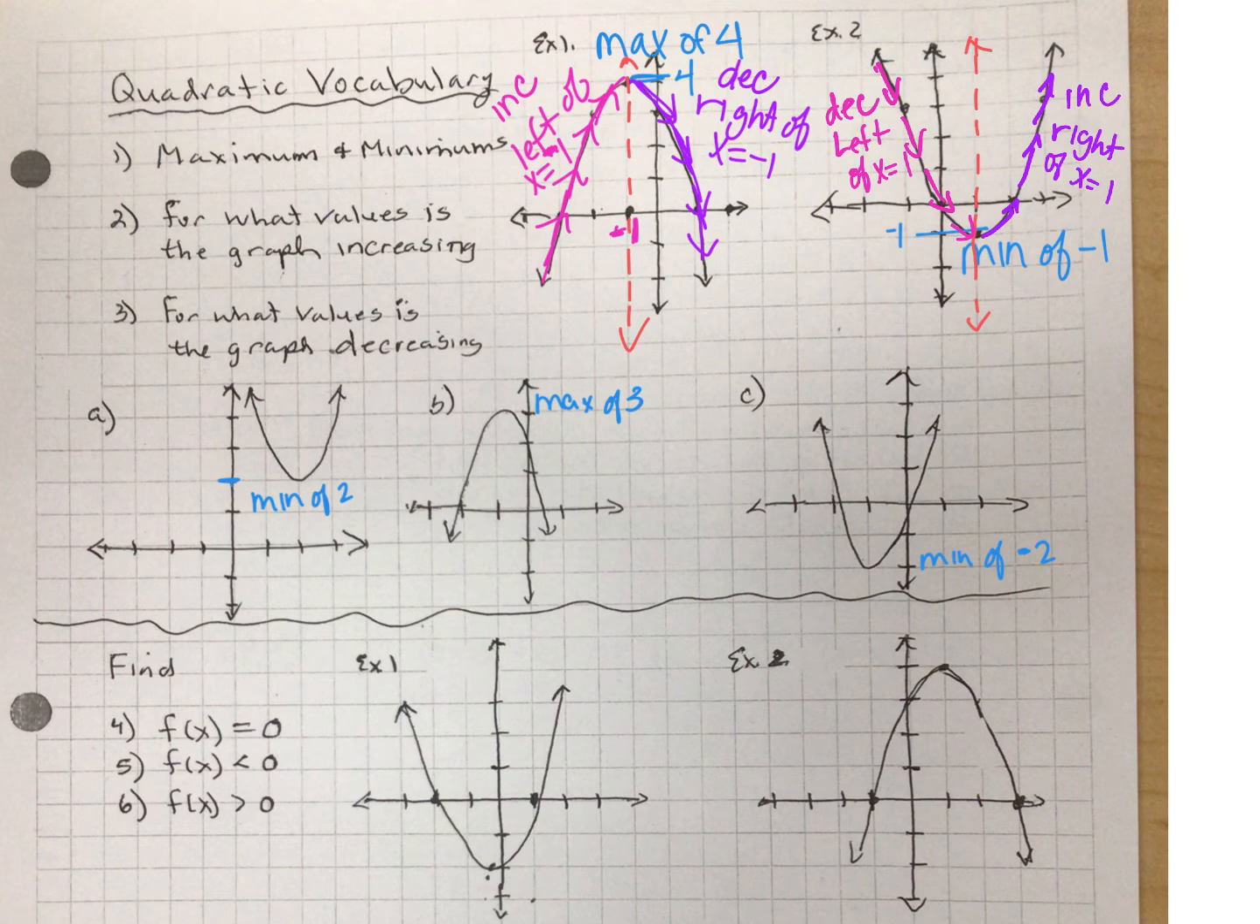Now, could I also write to the left of x equals negative 1 as an inequality? It would be x is less than or equal to negative 1. Oh, I thought you were talking about the second. And this one is x is less than 1, and it's actually not equal to, because at that minimum or maximum, it's not moving. Okay.